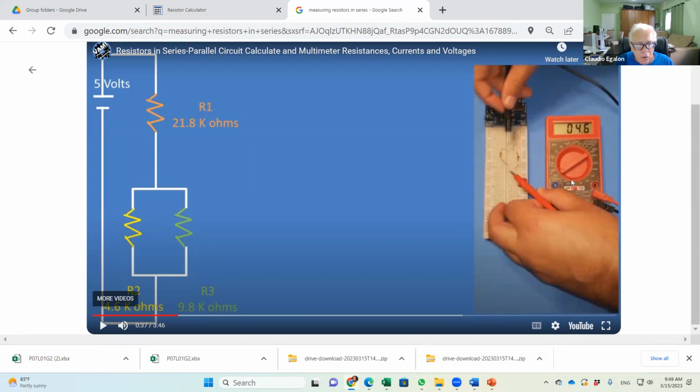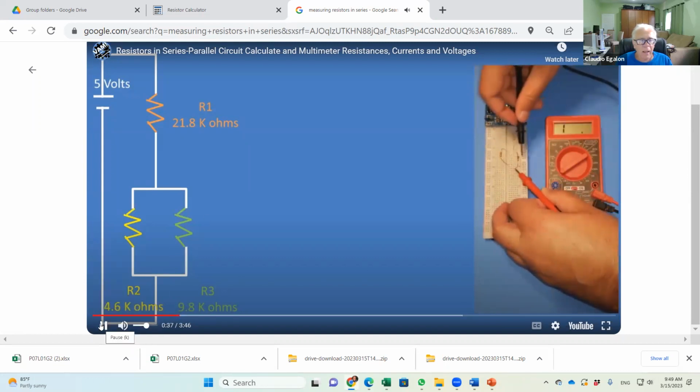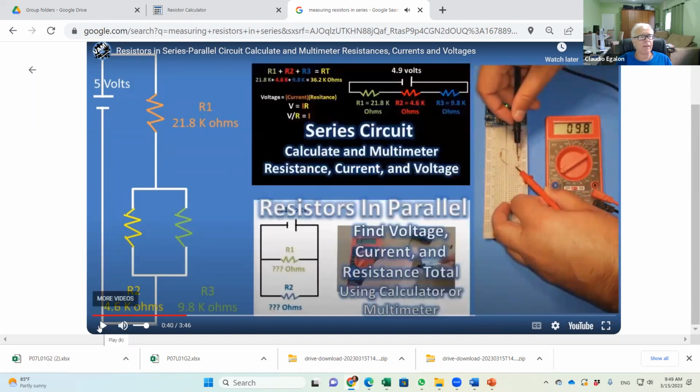The kilo is shown here in this scale, but it's very difficult to see it. And 9.8 kilo ohms for resistor 3. Okay, now that's how he did it. That's how we do it. We get the resistor itself and just measure them.